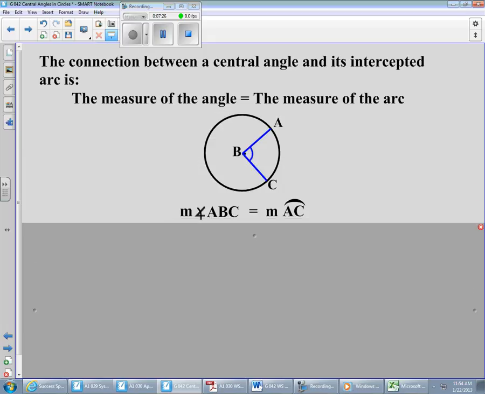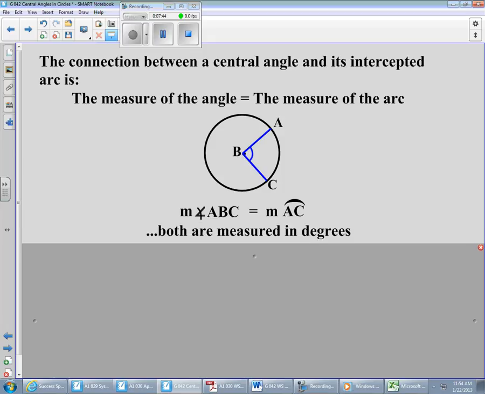And to put that in a diagram, there's that same circle as before. The rule said that the measure of the angle and the measure of the arc would be equal. That's what this statement is saying. The measure of angle ABC is equal to the measure of arc AC. And the only other piece of information I have to offer you on that is the statement that both of these are measured in degrees.